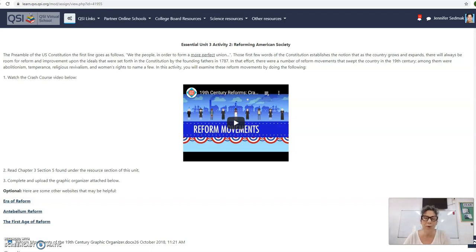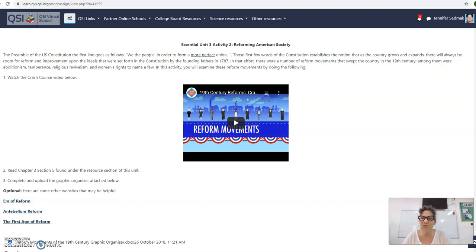One of the most important parts of the U.S. Constitution is the preamble. And in the preamble of the U.S. Constitution, the very first phrase is "We the people." And then it goes on to say, in order to form a more perfect union. The idea was that the founding fathers knew immediately that over time the country would improve.